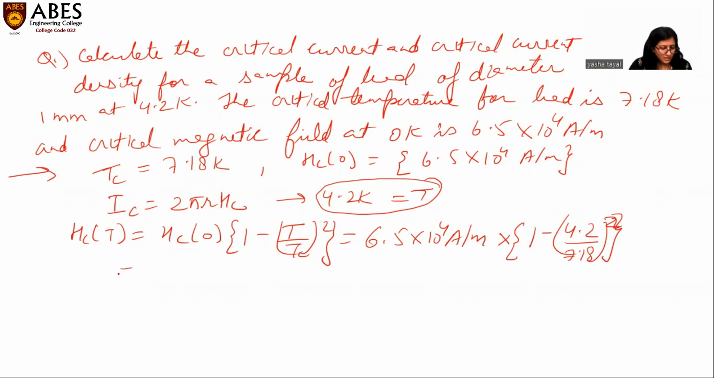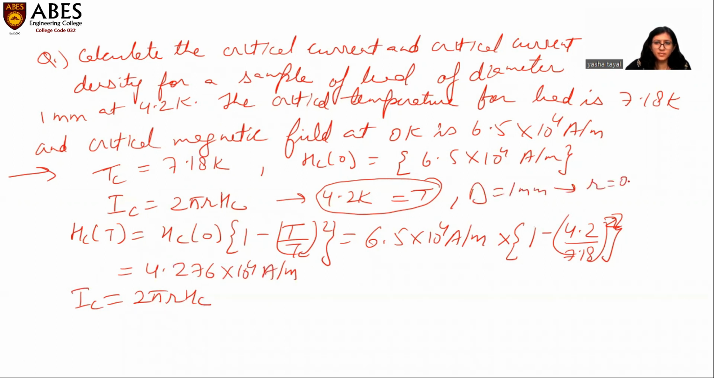So we're going to solve this value. This value is evaluated as 4.276 into 10 to the power 4 amperes per meter. So this is the value we're going to obtain. Now we're going to substitute this value in our formula of 2 pi r Hc. In this particular question, diameter is given as 1 millimeter. So the radius can be written as 0.5 millimeter, or if you convert it into meter, the value will be 0.5 into 10 to the power minus 3 meter, because we have field in meter.